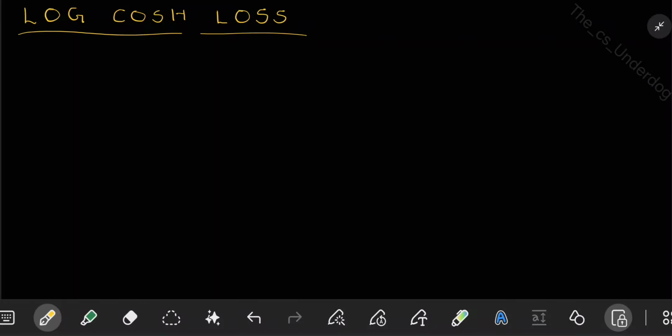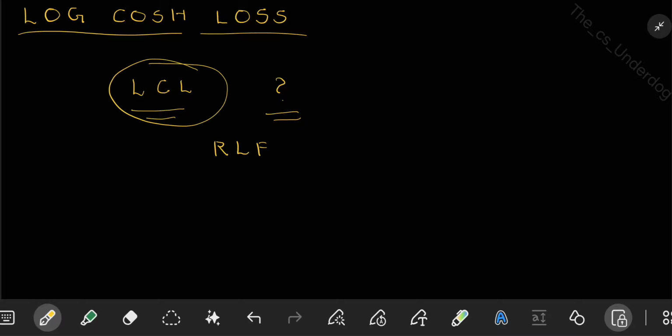Log Cosh Loss. Let us try to understand what are the specialities of the log Cosh loss function and when to use this particular loss function. In the last few lectures, we learned about regression loss functions. This is also a regression loss function.